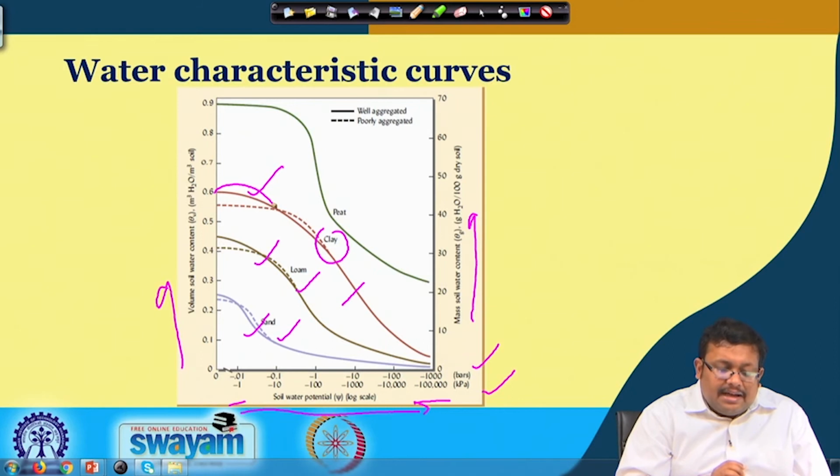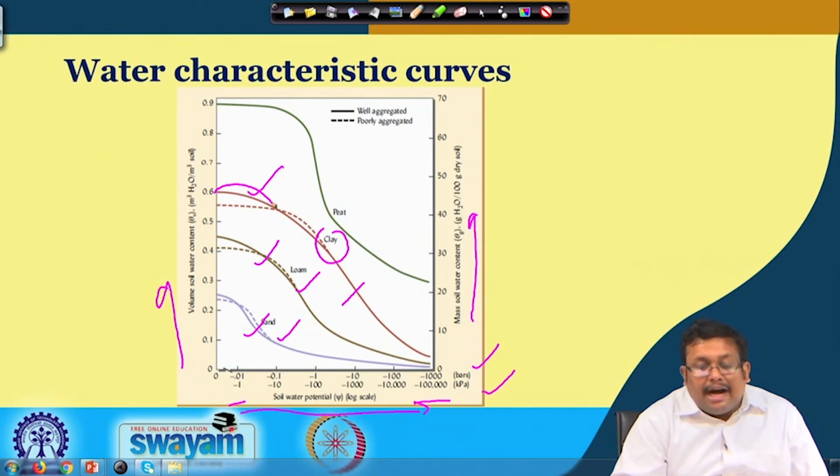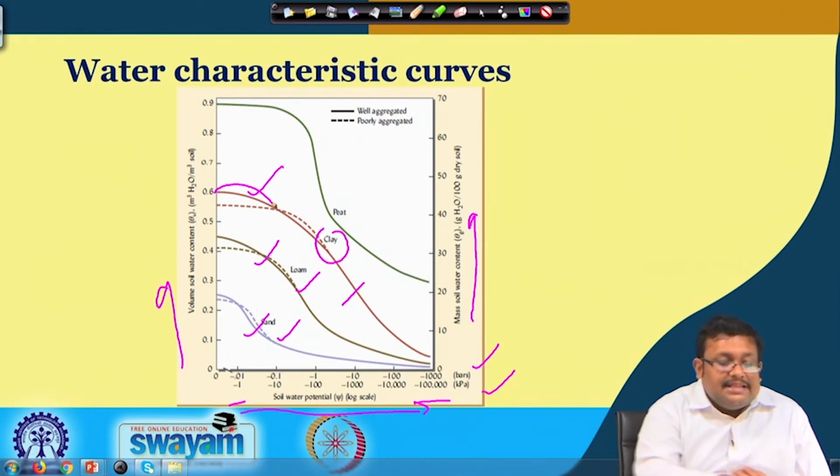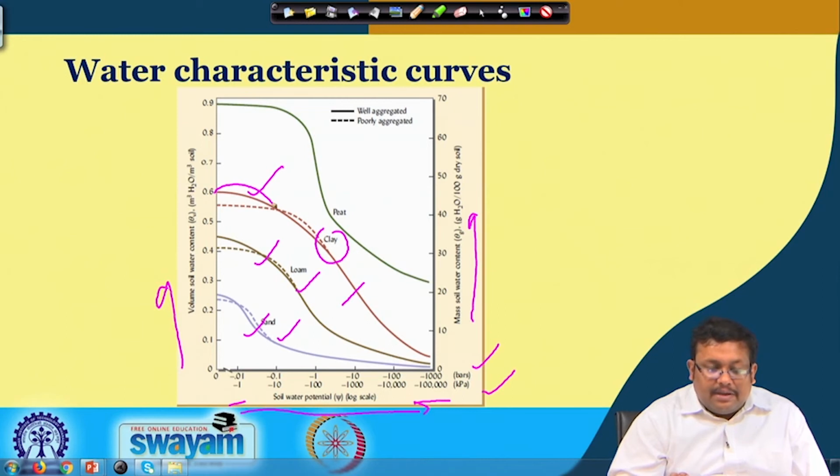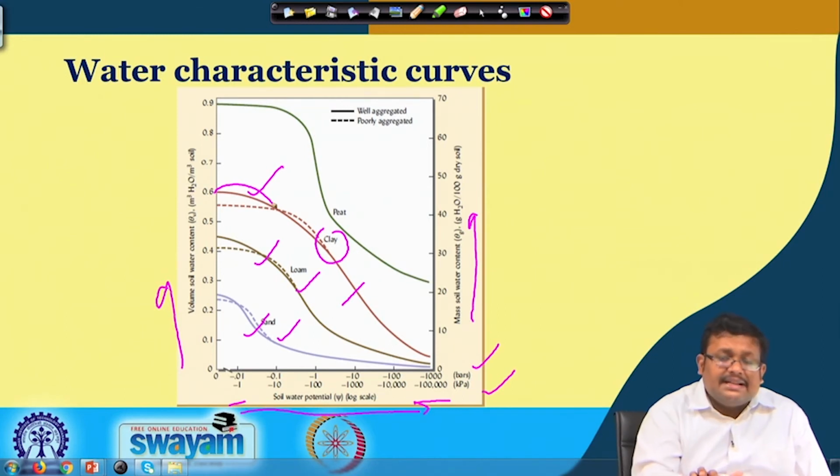Another important thing you can see is that there is a dotted line which is basically showing the poorly aggregated soil, the same soil with poor aggregation. So, soil structure also affects the shape of the soil water characteristic curve. This is the soil water characteristic curve, by the way. I have written water characteristic curve, but it is a soil water characteristic curve.